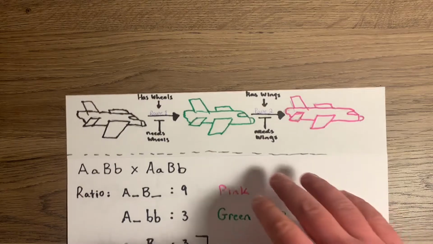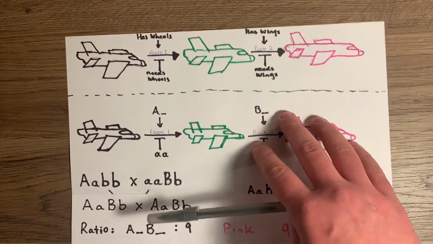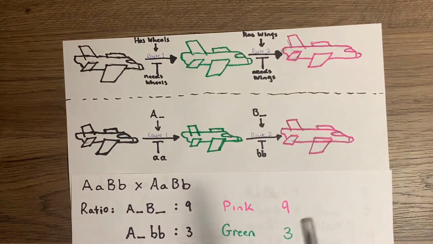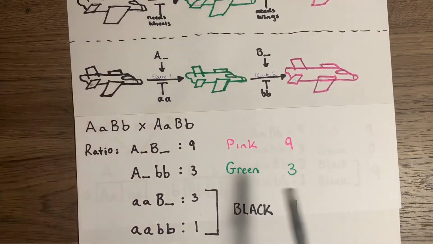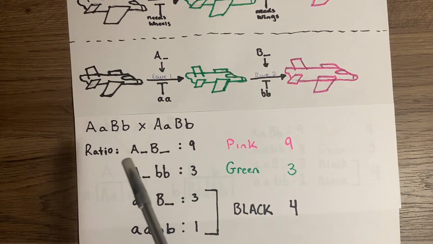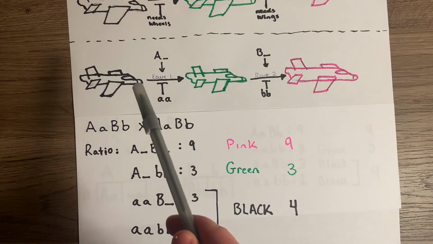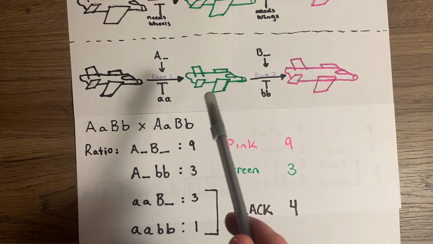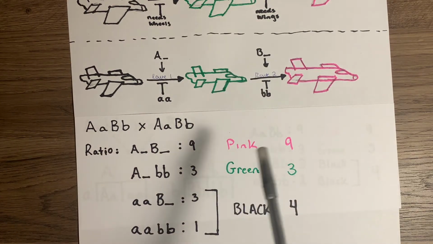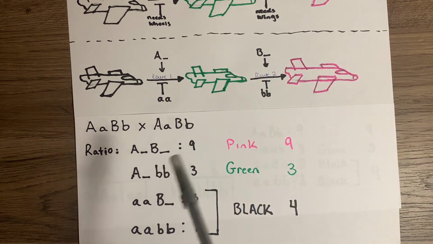So let's use actual genotypes to work this problem out. So right here is our normal heterozygote cross, and these are our ratios. So this genotype can move to the second stage because it has a big A and it has a big B, so it can move to the third stage. So therefore, we're going to get a ratio of 9 for this genotype.